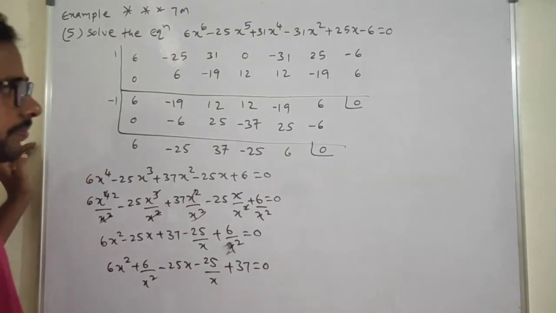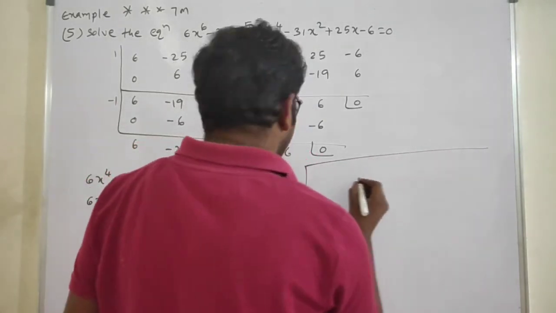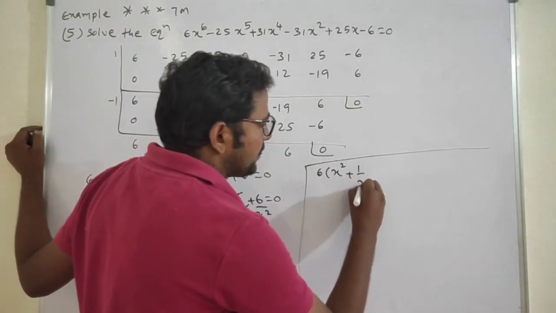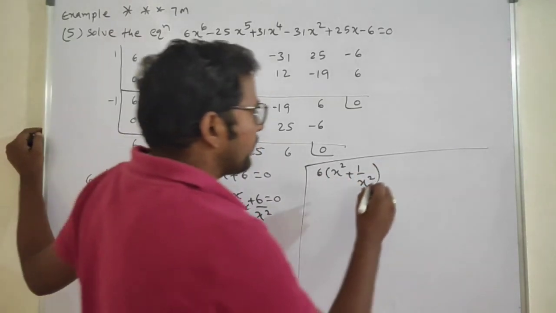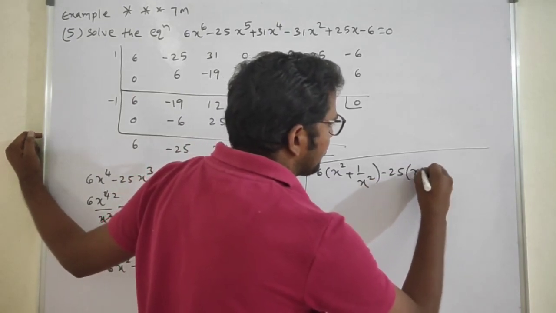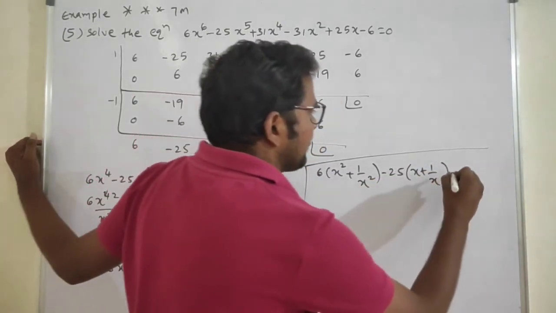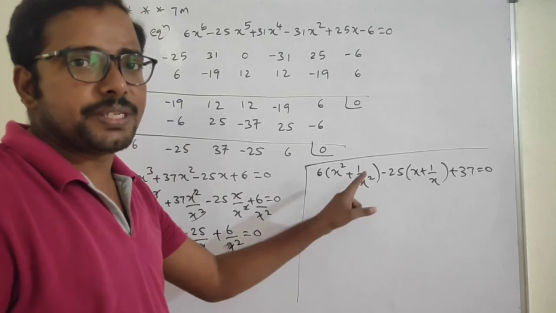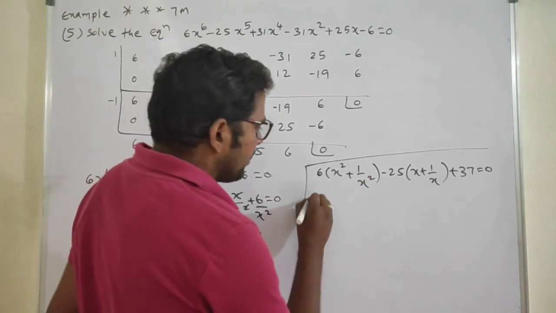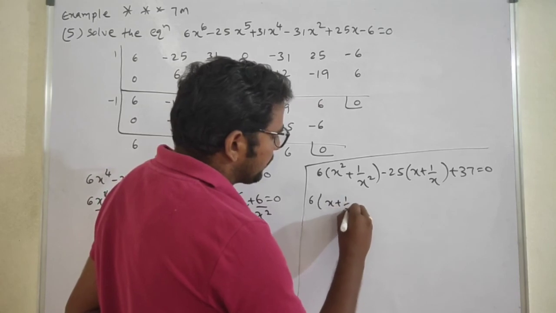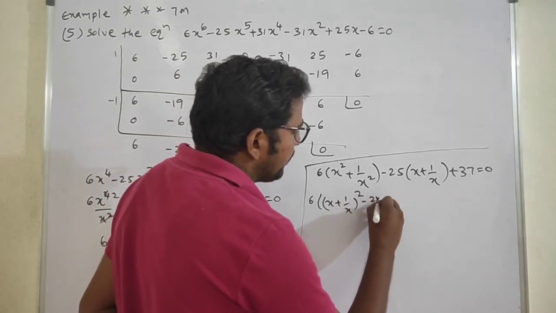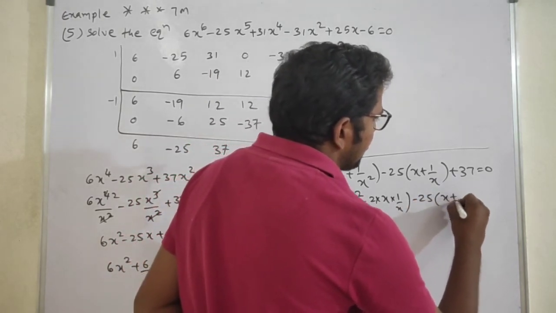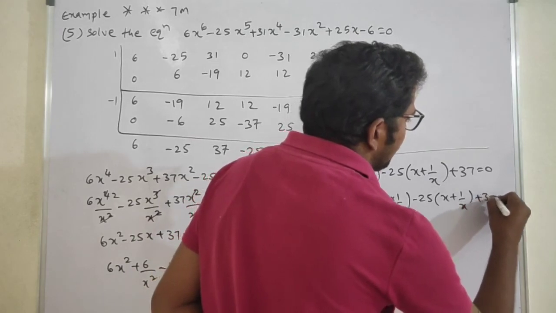Take 6 common: 6 into (x^2 + 1/x^2). Next take -25 common: -25 into (x + 1/x). Next plus 37 equals 0. It is in the form a^2 + b^2 = (a+b)^2 - 2ab. So 6 into (x + 1/x)^2 - 2 into x into 1/x, minus 25 into (x + 1/x), plus 37 equals 0.